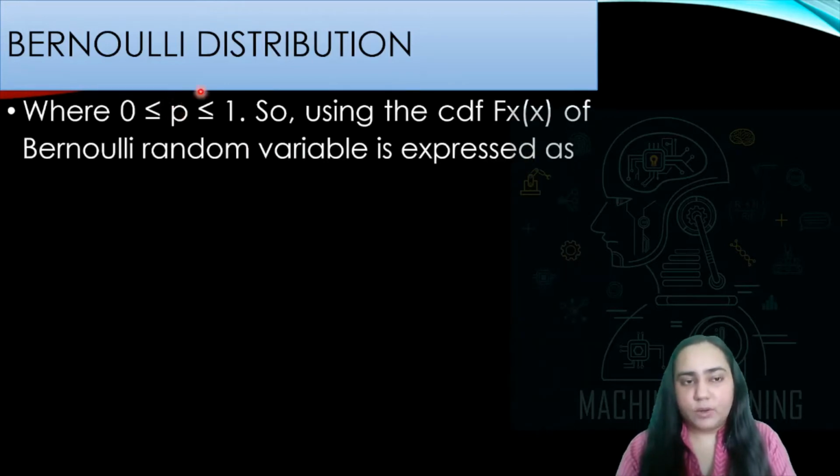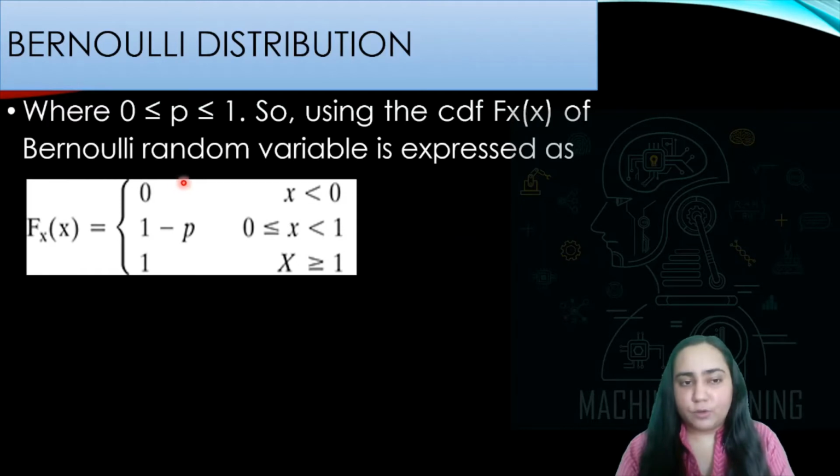Now the probability, the small variable p, is always going to lie between 0 and 1, with 0 and 1 included. Using this, you can find the CDF, the cumulative distribution function, which is denoted by F_X(x). For the Bernoulli random variable it can be expressed as follows. It is equal to 0 when x is less than 0. It is 1 minus p if x lies between 0 and 1, including 0 but not 1. And it is equal to 1 when x is greater than or equal to 1.